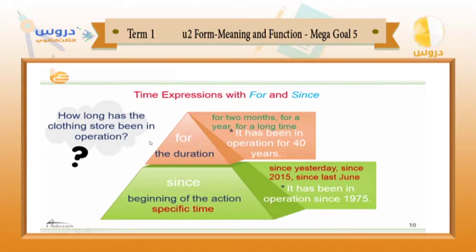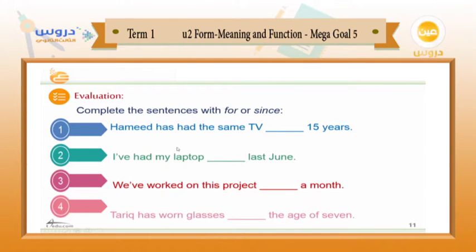All right, now complete the sentences with for or since. Now the first one is, Hamid has had the same TV 15 years. So what do you think here? We use for or since? Look at that word here, 15 years. Do you think it is a duration or a beginning of the action, a specific time? Of course, it's for 15 years.